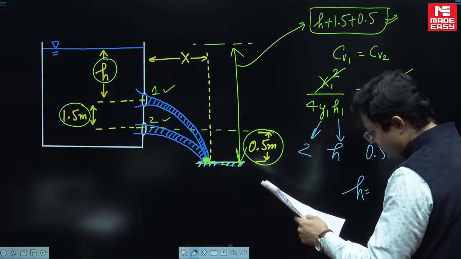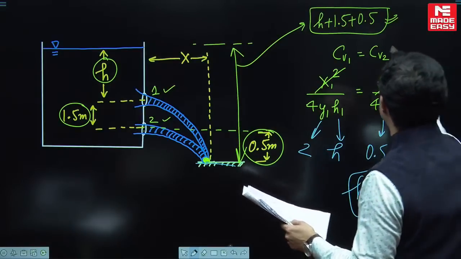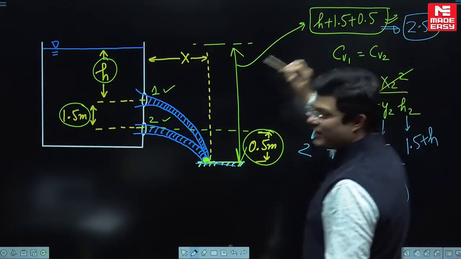So the value of h will come out to be 0.5. But h is not your answer, this is your answer. So the answer is basically 2.5. How many of you got the answer?